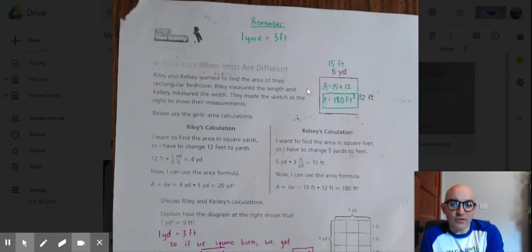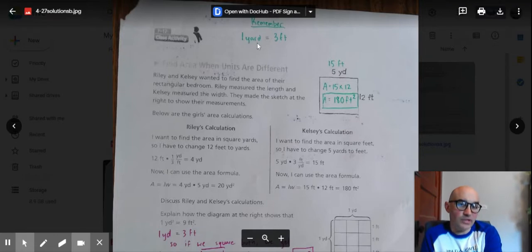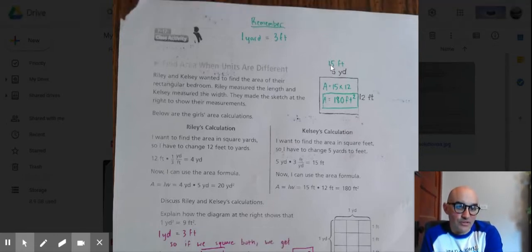If you notice, the paper provides us with some measurements. It gives us a length of 5 yards and a height of 12 feet. The first thing my brain notices is that these units, feet and yards, are different, so we want to convert them first. Using my unit rate of 1 yard for 3 feet, I'm going to convert my 5 yards into 15 feet. Now I have 15 feet by 12 feet, and I can find the area really quickly. 15 times 12 equals 180, and that is 180 feet squared.